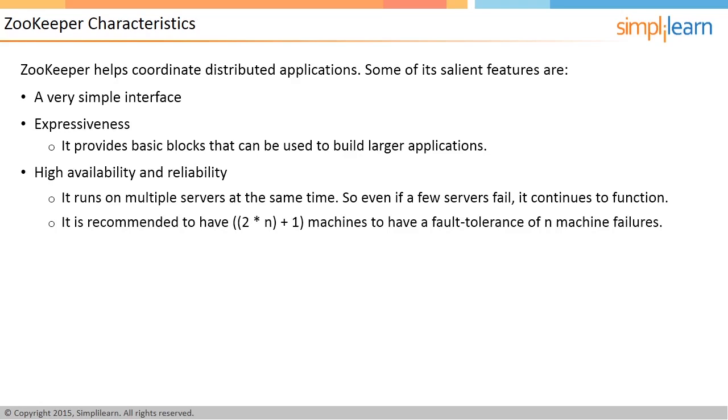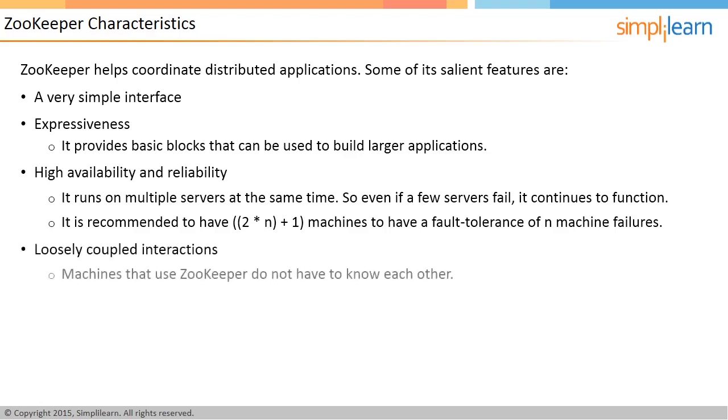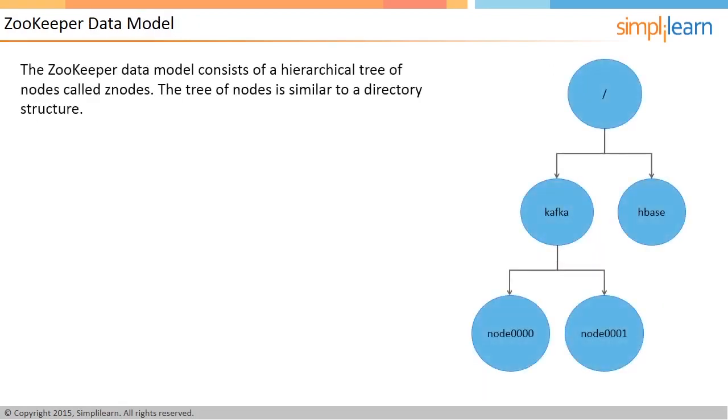The Zookeeper data model consists of a hierarchical tree of nodes called znodes. The tree of nodes is similar to a directory structure in Linux. Each znode stores a small amount of data and has an associated access control list, or ACL. ACL represents which users can read, write, and/or update the znode. A znode can only store a maximum limit of 1 megabyte of data.